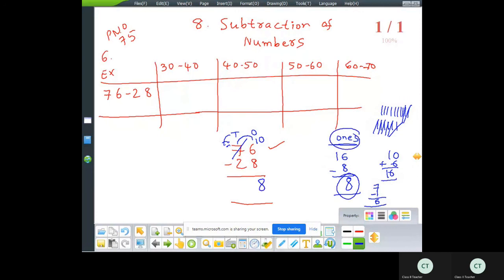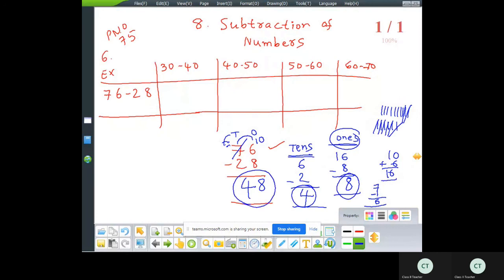Now subtraction on 10. The digits are in the tens place. 6 and 2. 6 minus 2. From 6 we subtract 2. 6 minus 2 is 4. Write this answer 4 in the tens place. 76 minus 28 is 48. Now our answer is 48.